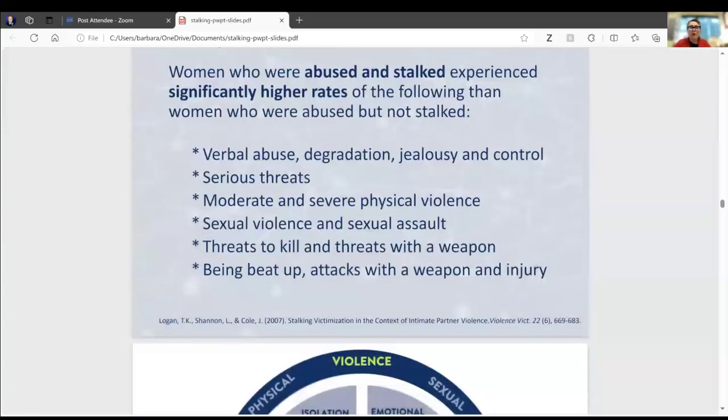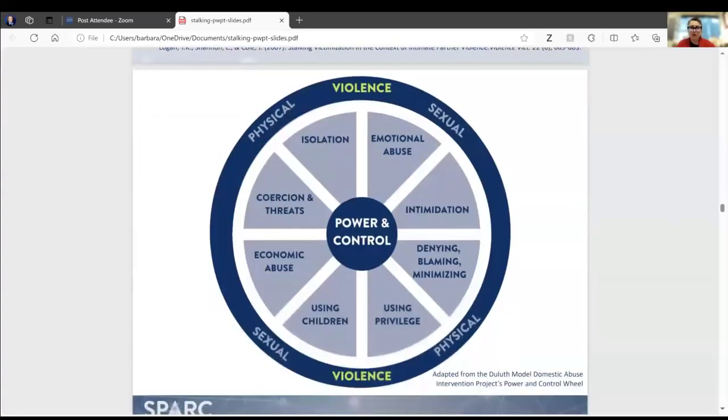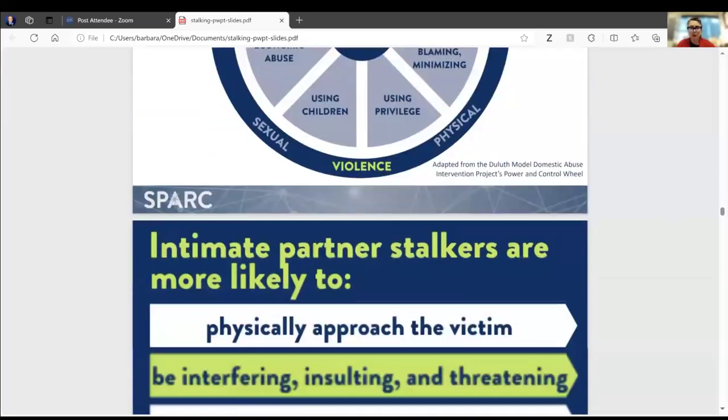We know that women who were abused and stalked experienced significantly higher rates of the following than women who were not abused but were stalked. They had the verbal abuse, degradation, jealousy, control, serious threats, severe physical violence, sexual violence, threats to kill them, threats with a weapon, being beat up, attacks with a weapon, and injury. I'm not going to go over the power and control wheel. It will be in the PowerPoint if you want to read more about it.